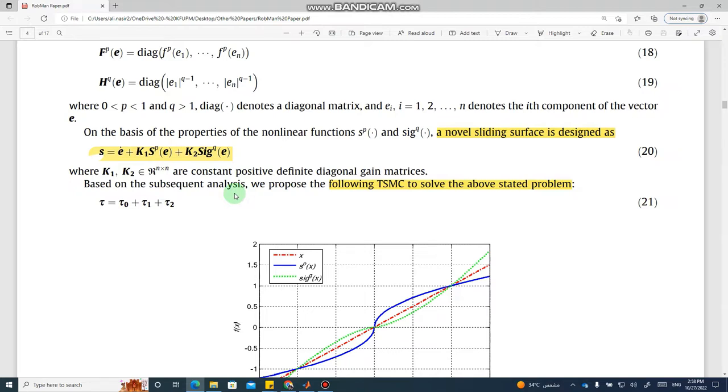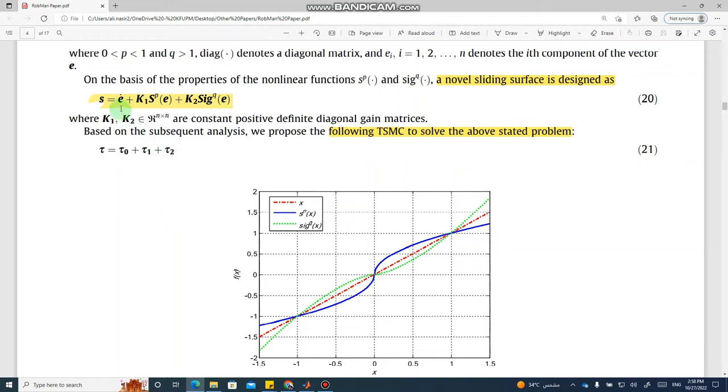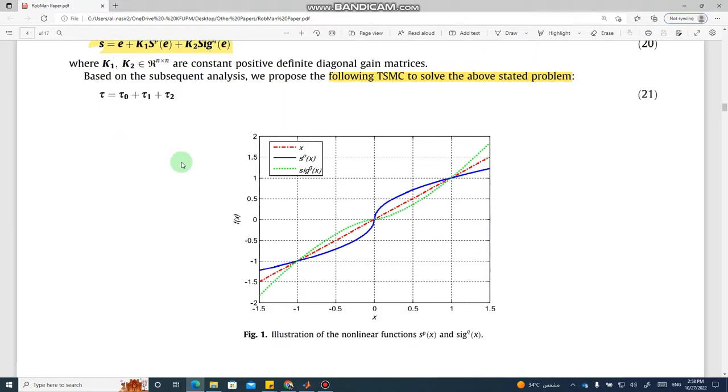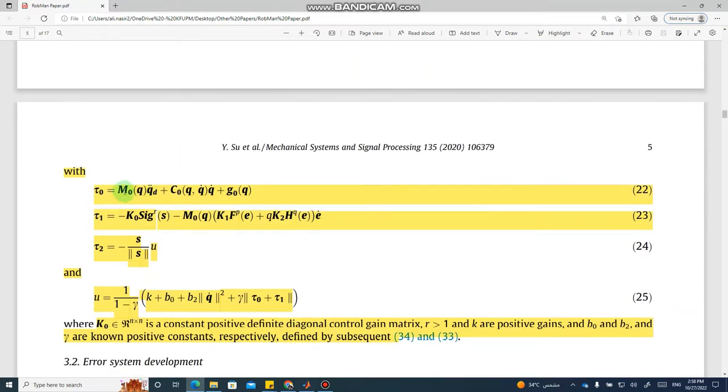Okay, so the total control is tau equal to tau 0 plus tau 1 plus tau 2. It has three terms, and tau 0 has been defined here. Here M0, C0, and G0 are matrices with nominal values of the mass and radius, etc. But you can use the actual values if you know them, and you can use the nominal values if you only know the nominal values.